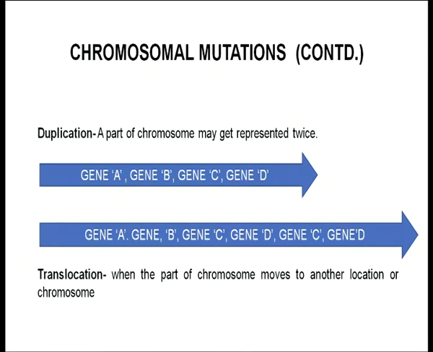Now duplication is when a part of a chromosome may get represented twice. Here I have shown it as A, B, C, D, and in the second arrow you can see it's A, B, C, D, C, D. So it has resulted in a duplication of part of the chromosome. And the fourth type of chromosomal mutation is translocation, when part of a chromosome moves to another location or to another chromosome. So the 4 types of chromosomal mutations are deletion, inversion, duplication and translocation.